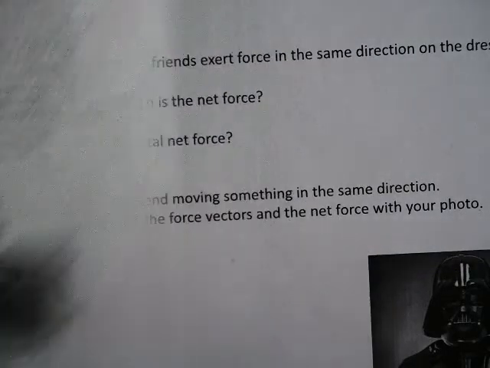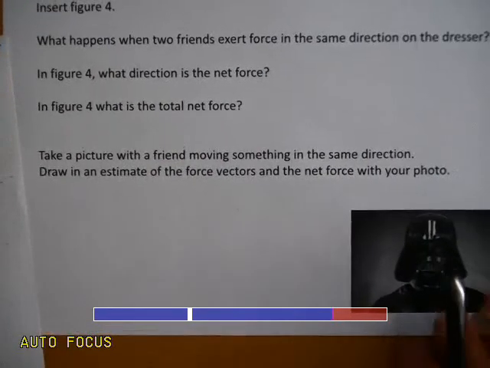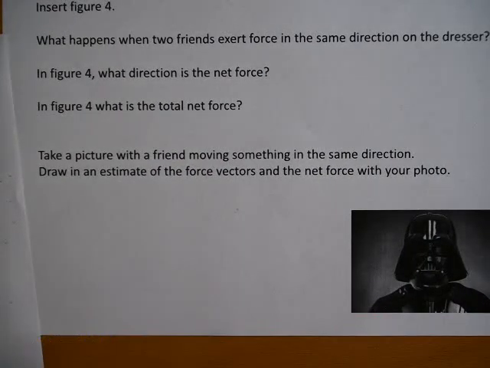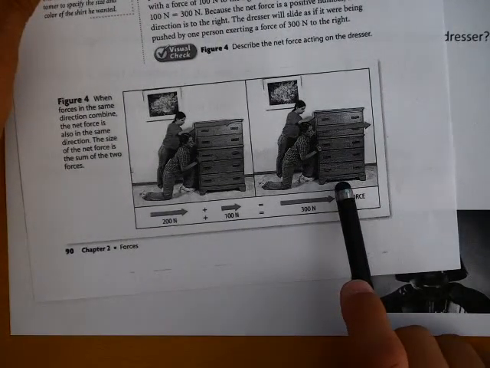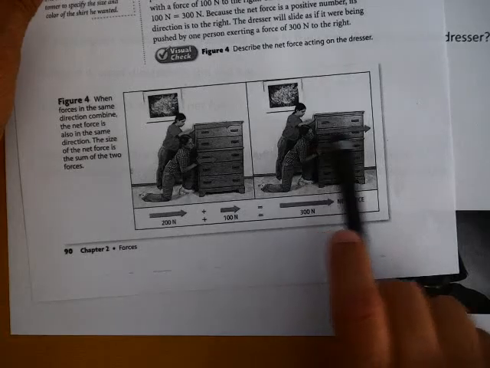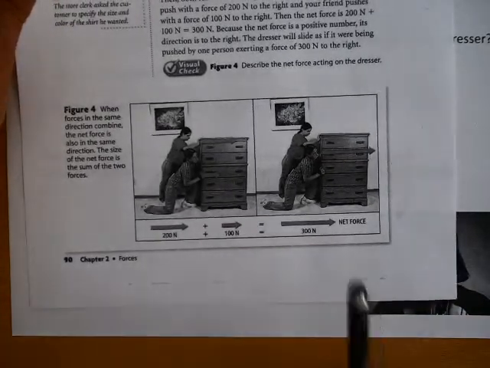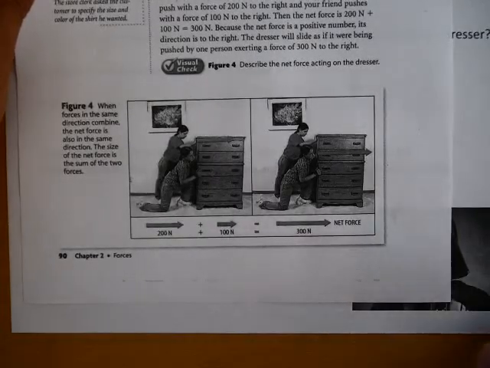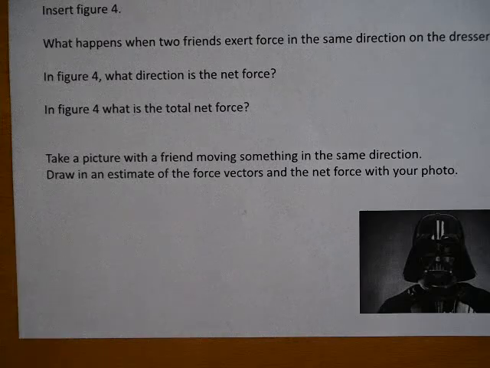You're going to have to take a picture with a friend doing something similar, draw in the force vectors of the two people, and then right next to it do another picture of the same thing with one force vector showing that these two added together and that the net force is the sum of the individual forces of the objects acting on whatever you decide to push.